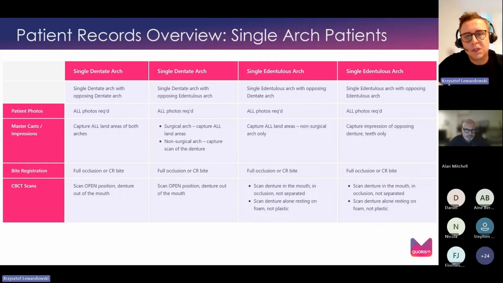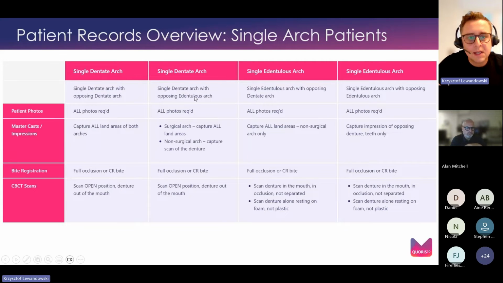Right now, we will discuss each scenario for single patients. So, single dentate arch with the opposing dentate arch: we should receive all photographs previously discussed. Impressions or the scans, iOS scans, should be of good quality, especially the surgical arch. We should receive a good quality bite registration, and the CBCT scan should be taken in the open position without the denture in the mouth.